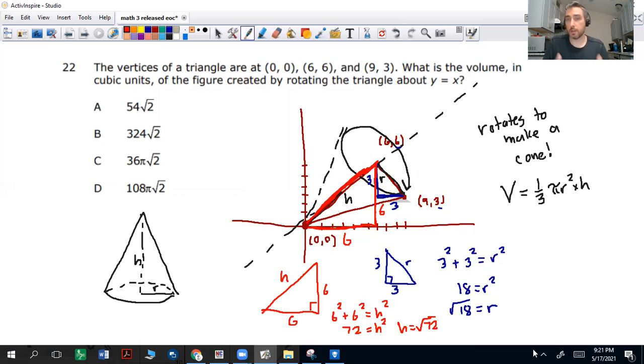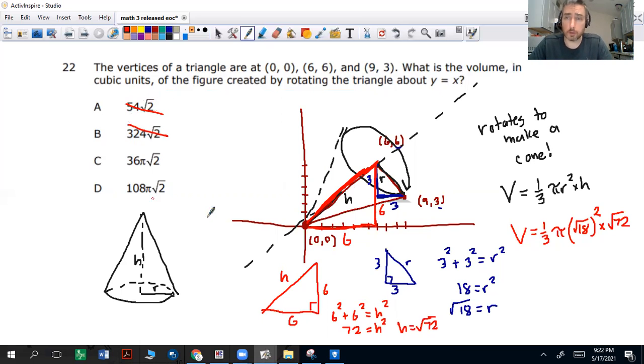Now that we have our radius and our height, we can actually plug them into our volume formula. So our volume is 1/3 pi times the square root of 18. That's your radius, but we're going to square that, multiplied by your height, which is the square root of 72. One of these answer choices is going to match up with this. And frankly, let's cross out the ones that don't have pi in them, because you need to have pi. So it's either going to be 36 pi square root of 2 or 108 pi square root of 2.